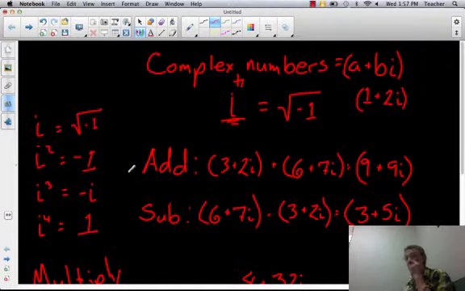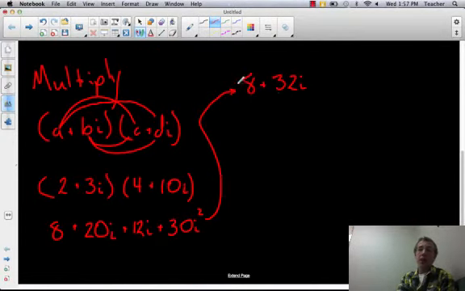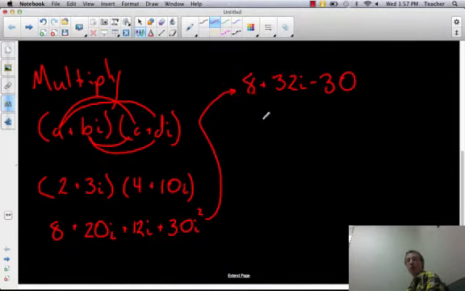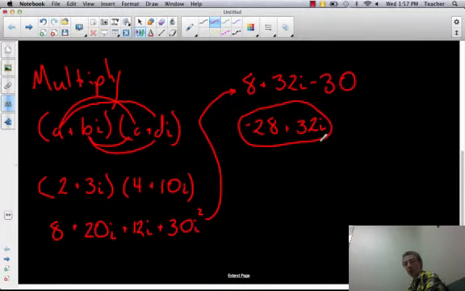Believe me when I say this, I am in College Algebra right now and we literally just had a test over this a week ago. Now, so you have 8 plus 32i, and the 30i squared is going to end up equaling -30 because it's times -1. So we simplify one more step. We end up with -28 plus 32i. And that's your answer.